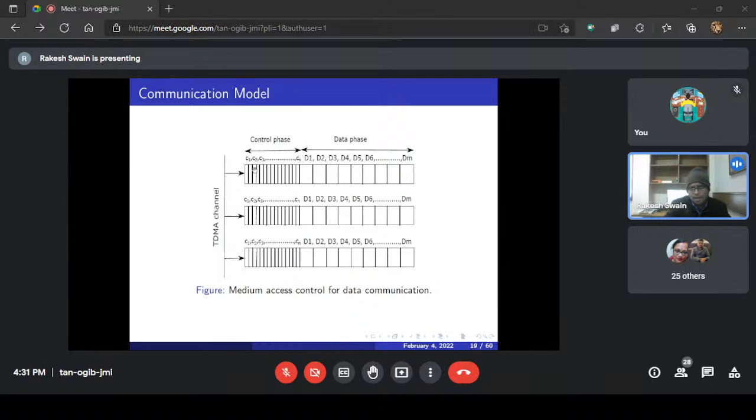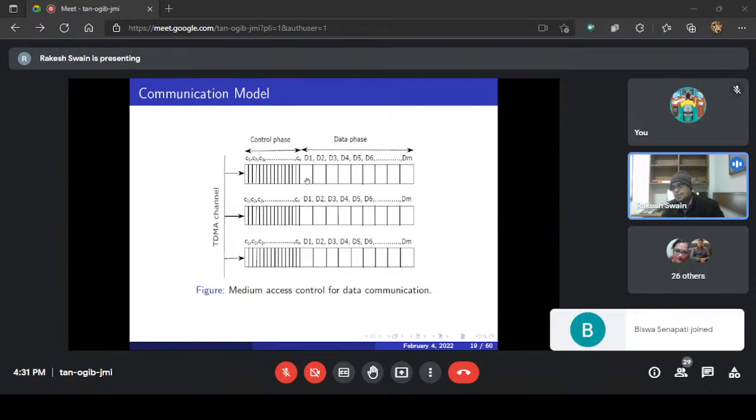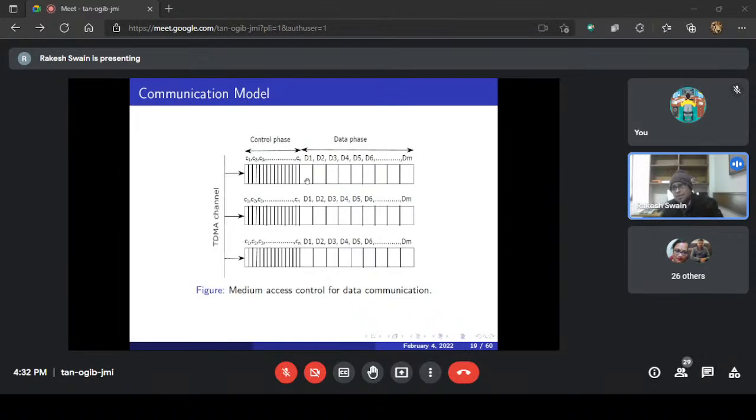In the control page, the particular source and destination do their handshaking. Once the handshaking is done, they have to select a data channel for the data communication. After they shift to the particular data channel, the other sensor nodes are split off. Only that sensor node performs its communication, and it maintains a multi-channel.